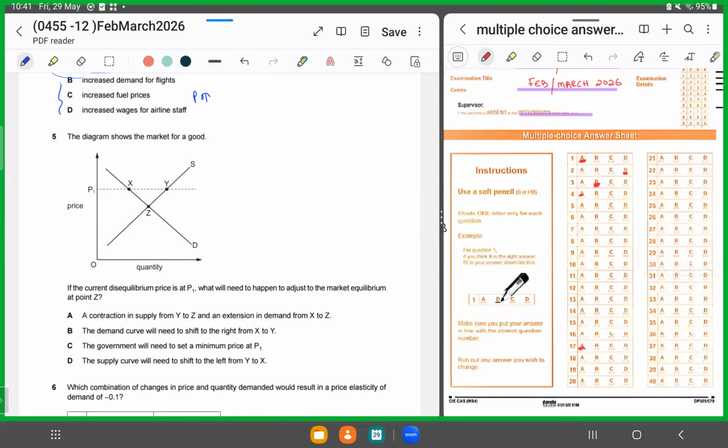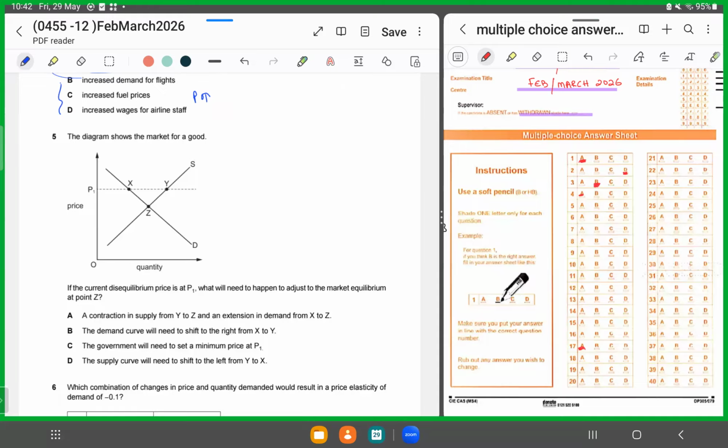What is happening? It displays the market for a good. Now, if the current disequilibrium price is at P1, what will need to happen to adjust the market equilibrium at point Z? Now they're saying, no, it's not minimum price. Now they're saying at the current moment, the market is not in equilibrium, it's in a disequilibrium position, right? It's at P1. So now they're saying, how will it come back to Z?